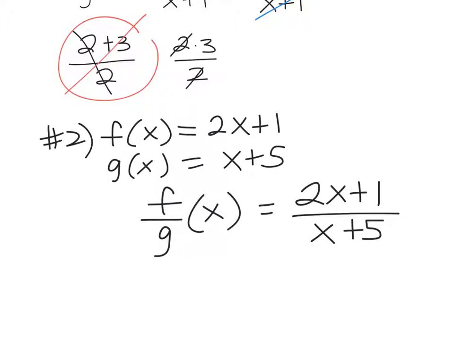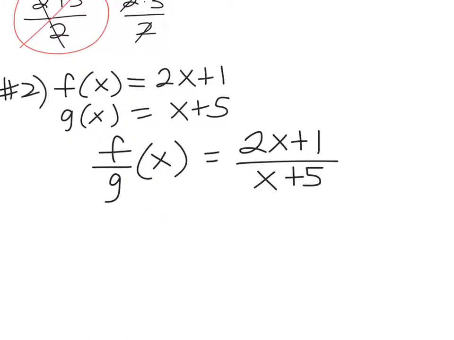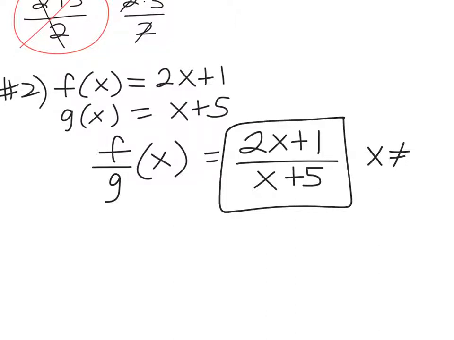You can't cancel out these x's. There's no common factors at all. They might ask you for the restriction though. There's one restriction on this. I'm allowed to have this function as long as x is not equal to what? 0. When you say 0, you're on the right track. Negative 5. Because negative 5, yes, it's going to make the bottom 0.